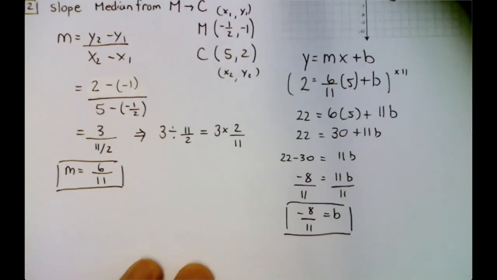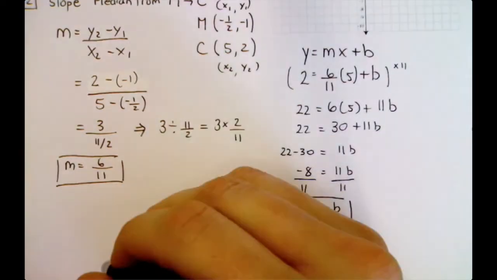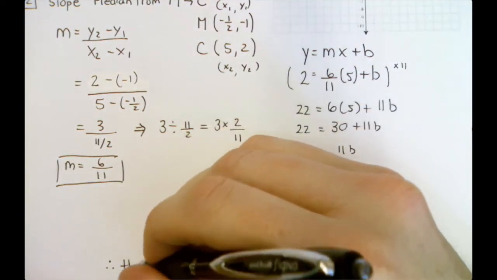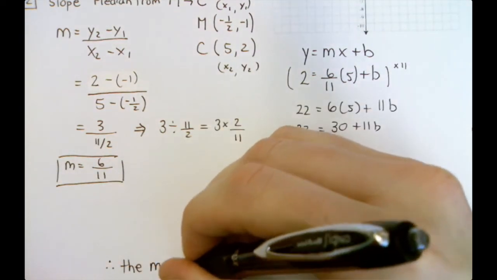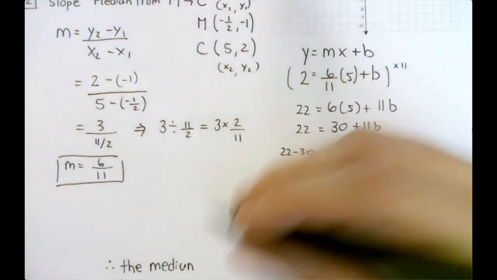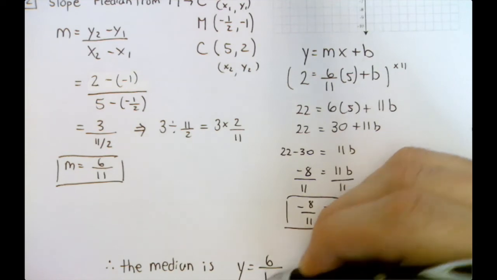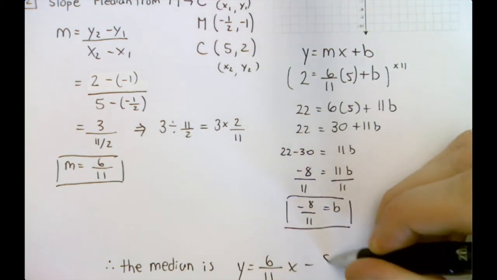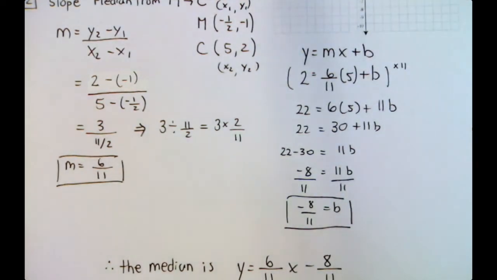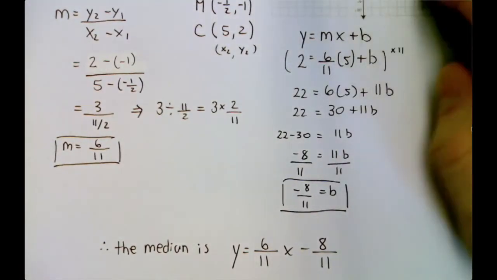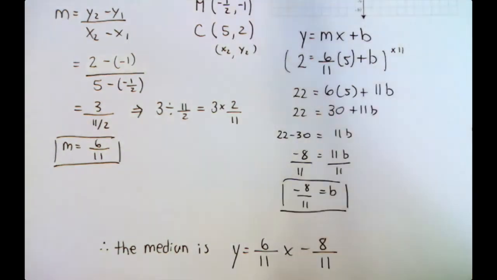And now we have enough to write the equation of our median. We have a slope and a y-intercept. So the median is y equals 6 over 11x minus 8 over 11. Lovely fractions. So our median, the thing we highlighted on our graph, is represented by this equation. And that's how you find the equation of a median.